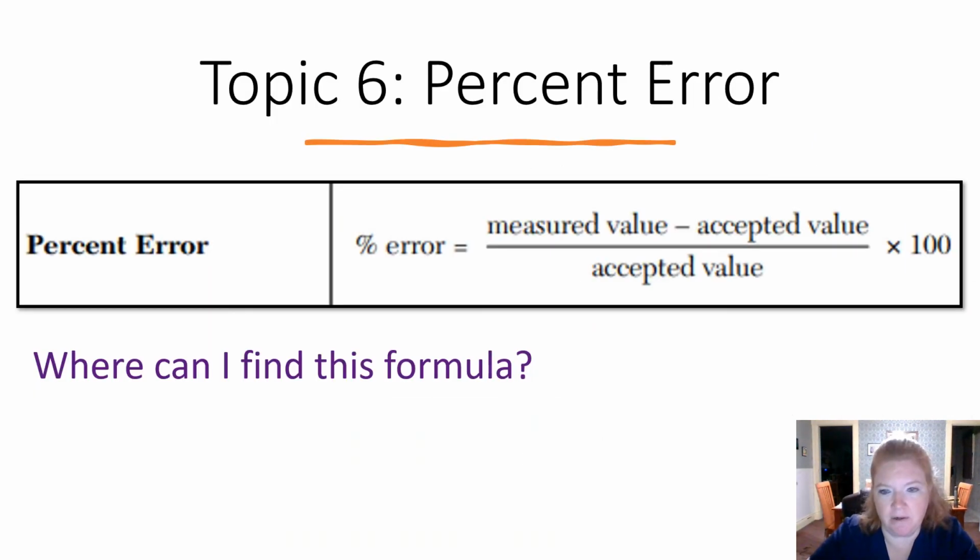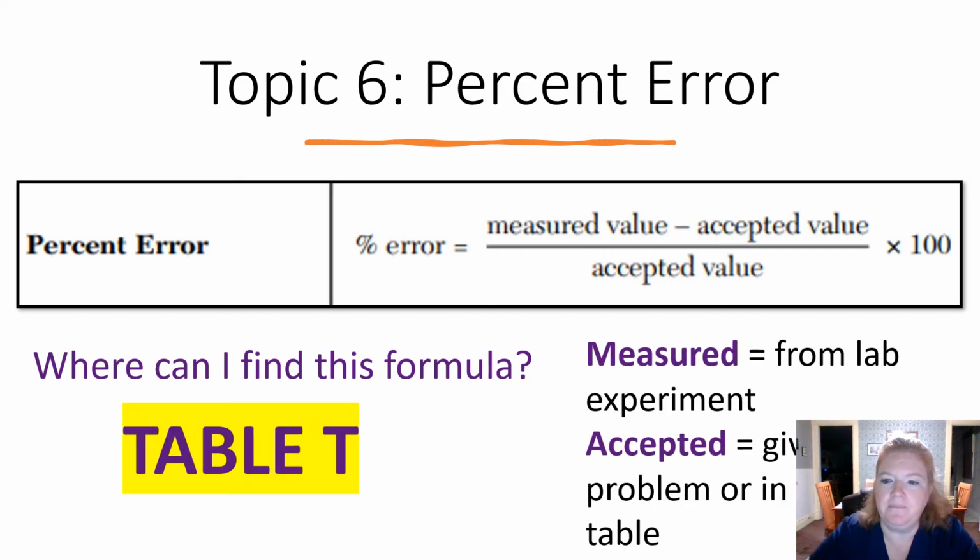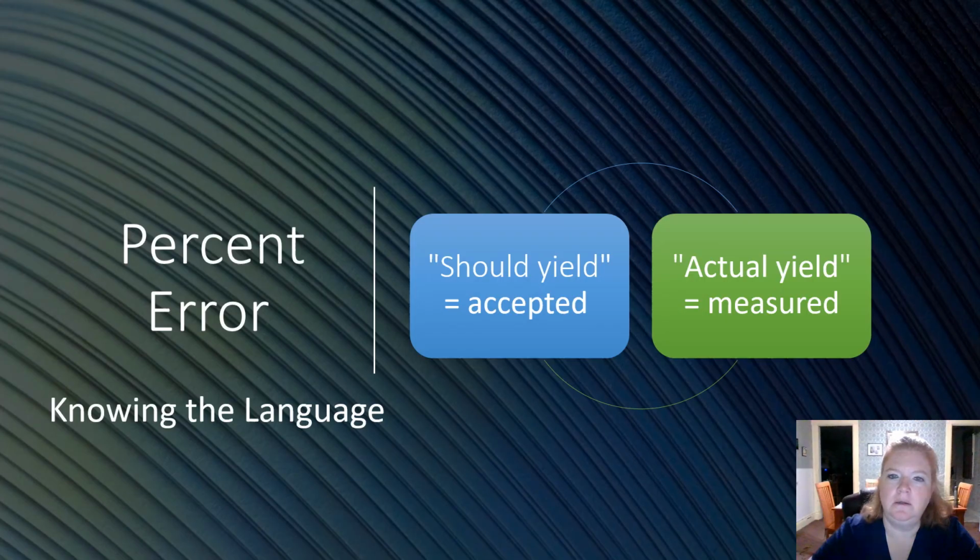All right, percent error. So here's the formula. Where can you find it? On table T. Remember, measured is what you get in the lab. Now, you might not have measured it, but somebody did, so you're given data. And then accepted has to be given to you in the problem, or you could look it up in the reference table. So it's probably in table S. In percent error, sometimes the wording says should yield. That means it's telling you what the right answer should have been. So that's accepted. And actual yield, that's what you actually did in the experiment. That is measured.